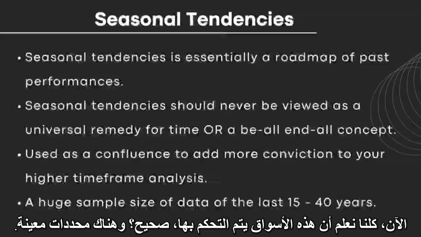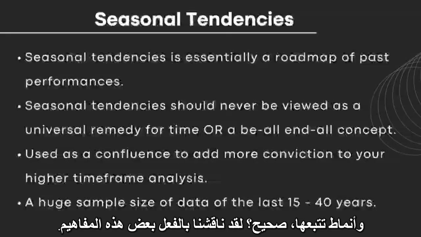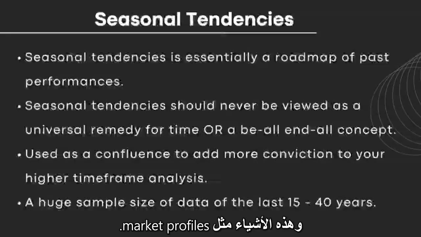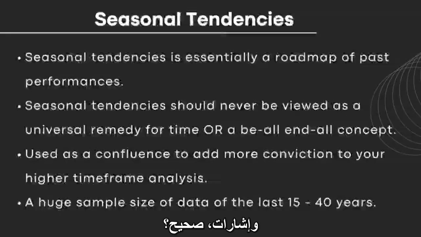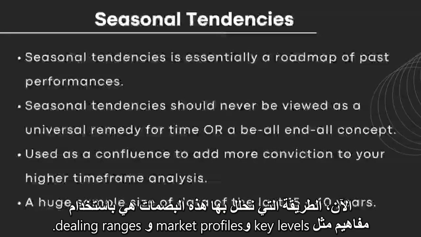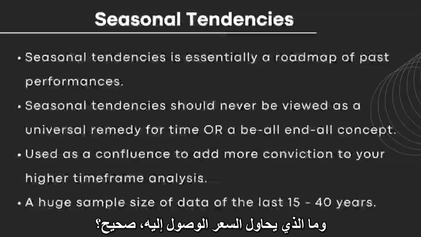Now we all know that these markets are controlled, right? And there are specific and definite logical concepts and themes that it follows, right? We've already discussed some of these concepts, things like market profiles and so on. We know that these markets move in a logical framework with specific footprints and signals, right? Now the way we dissect these footprints is by using concepts like key levels, market profiles, daily ranges, and so on, right? Now it's not entirely possible to completely crack what the future would do next and what price is trying to reach for, right?